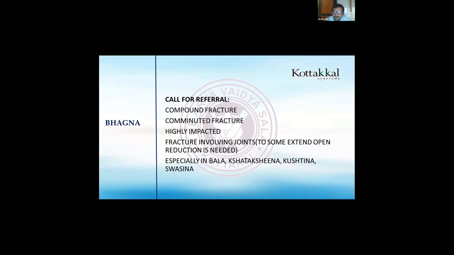When we have to refer a case, these are the basic concepts from the textbook, and for each case I will tell you which conditions require referral for surgery. Basically, a compound fracture is better referred. A comminuted fracture, a highly impacted fracture, fractures involving joints like trimalleolar fracture and supracondylar fracture, and both bone fractures near the wrist joints are better referred. Especially in Bala, Vriddha, Kshina and Shwasa patients, these are indications of Asadhya in our texts, which means we have to refer.